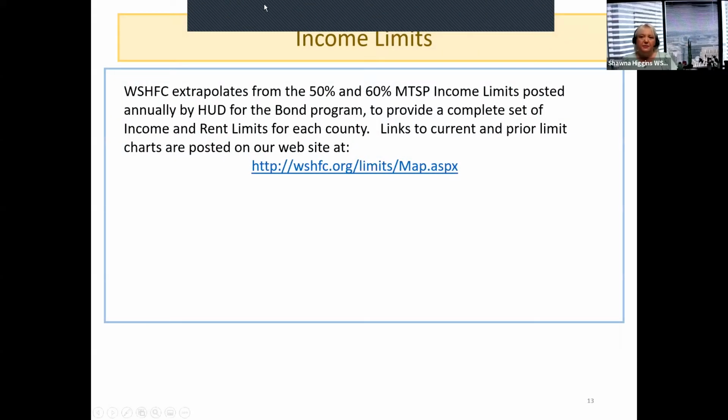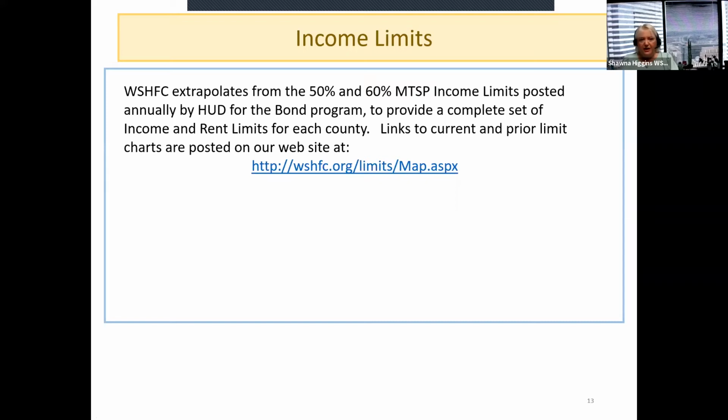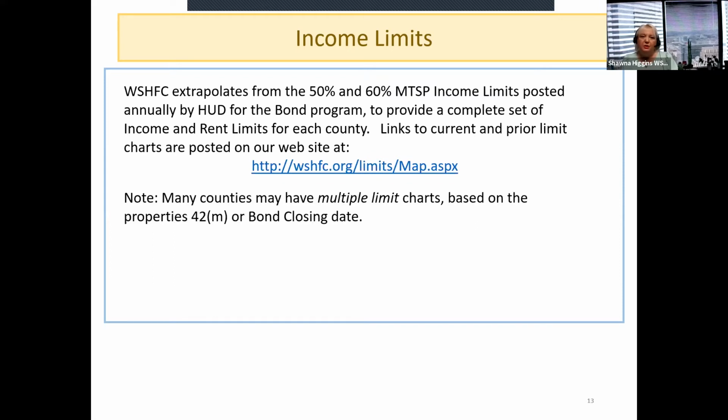Income limits. So we use HUD income limits for each county. And you can find those at the website located here, or you could also go to our website, like I showed you earlier, the income and rent limits on our website. Many counties have multiple limit charts, and they're also based on the property's 42M letter or the bond closing date, whichever they chose where they want to get the income limit started at. So those are two main pieces that you're going to need to know.